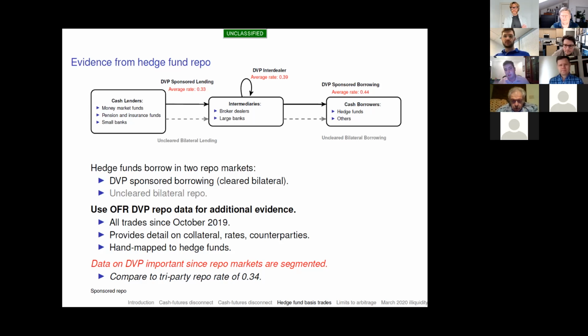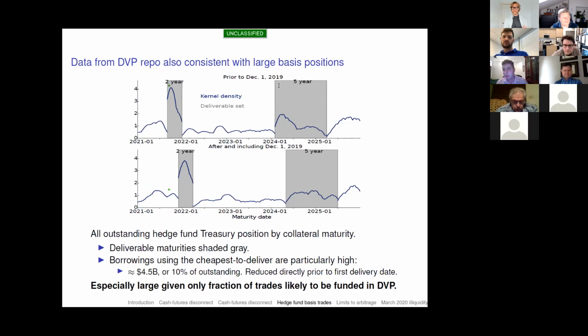But another thing that we can use this unique collection of transaction level data to do is to look at what hedge funds are borrowing against. So in particular, in this graph, what we've done is classify all of the traders in the DVP repo market, and we've taken out the hedge fund. So we're only looking at hedge fund borrowing. And what this is showing is a kernel density plot, because of disclosure reasons, of treasury borrowing against collaterals by maturity date.